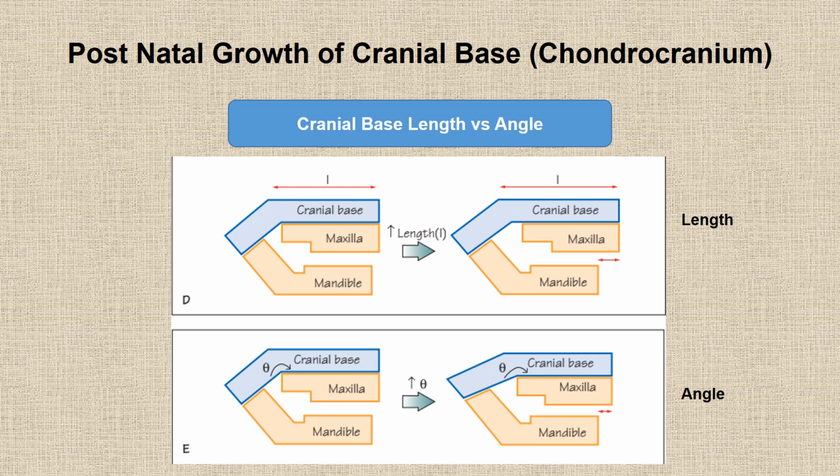Now, the cranial base length and the cranial base angle have an influence on facial growth. Now, if the cranial base length increases, the maxilla is carried forward together with the cranial base, and this may result in a class 2 skeletal relationship if the growth is excessive. Now, on the other hand, the cranial base has an angle, and if this angle increases, then the mandible is carried forward, which if excessive can result in a class 3 skeletal relationship.